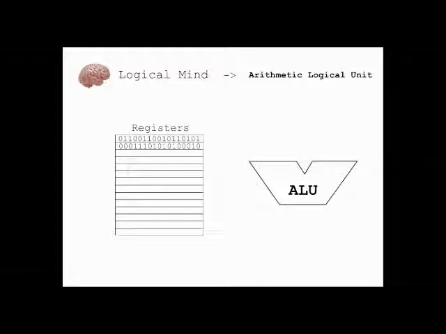Second, there is the logical mind of the computer, which is called the Arithmetic Logical Unit, or ALU for short. This is where the data in the registers are actually manipulated. The ALU usually takes two numbers from the registers and combines them in some way. Some of these combinations are mathematical, like add and subtract, and others are logical, like and, or. And then, it puts the result back into a register. So for any operations that are mathematical or logical, which is actually most of what a computer does, the data will go through the ALU.